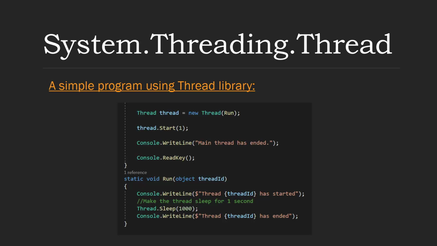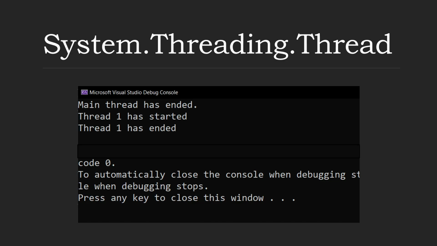This is a simple program using the thread library. Here, the delegate action function must be a void function and take in an object, the thread ID. So the output is quite simple. It simply replicates the thread lifecycle. So you can see the main thread has ended, and the process will not exit until the child thread is finished.